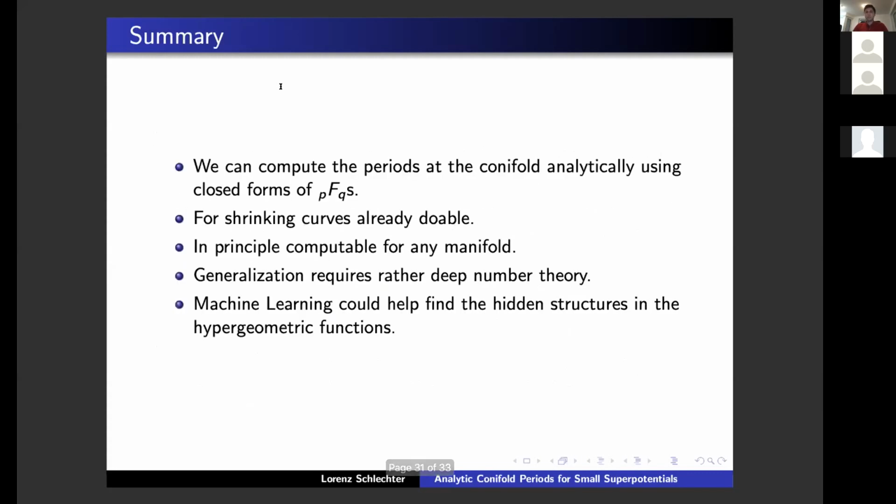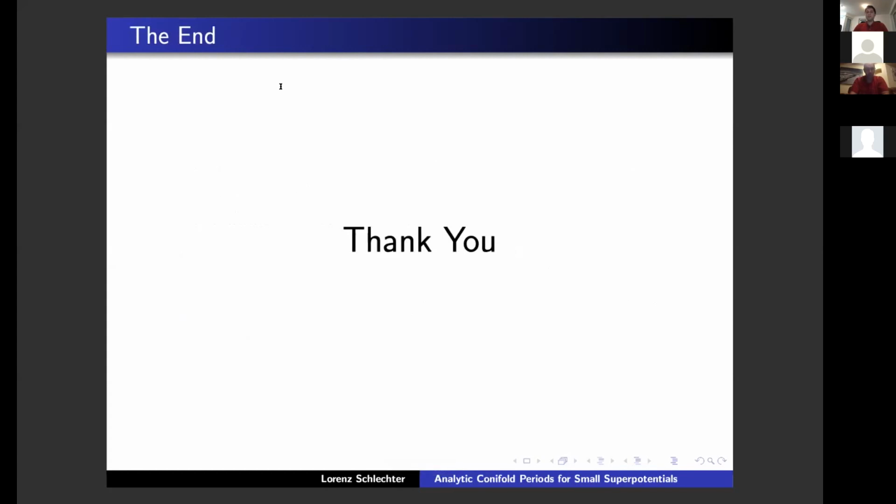So let me sum up. What I wanted to tell you is that we compute the periods at the conifold analytically using closed forms of hypergeometric functions. For shrinking curves, this is already doable, and we used this in our paper. And in principle, these are computable for any manifold you could wish for. But the generalization requires rather deep number theory, which is at the moment being developed. See, for example, this upcoming paper by Candelas, Scheidegger, and Zagier. And finally, machine learning could help us to find these hidden structures of these hypergeometric functions which we at the moment don't know, and simplify many of these computations drastically. That was everything I wanted to say. Thank you for your attention.